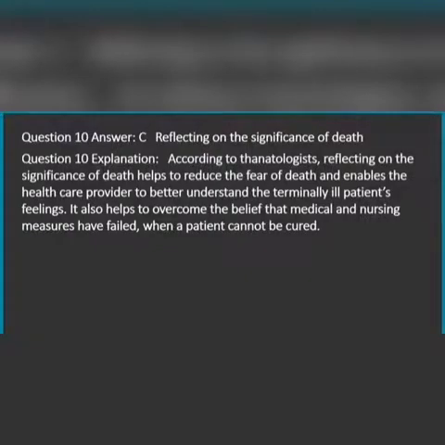Question 10. Explanation: According to thanatologists, reflecting on the significance of death helps to reduce the fear of death and enables the healthcare provider to better understand the terminally ill patient's feelings. It also helps to overcome the belief that medical and nursing measures have failed, when a patient cannot be cured.